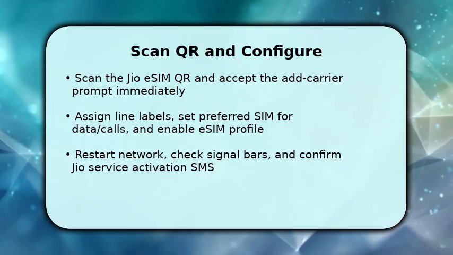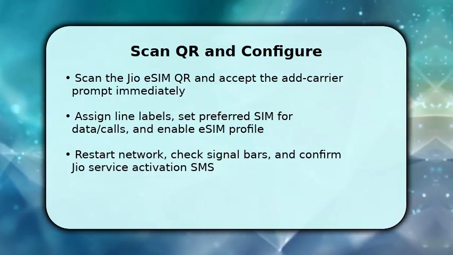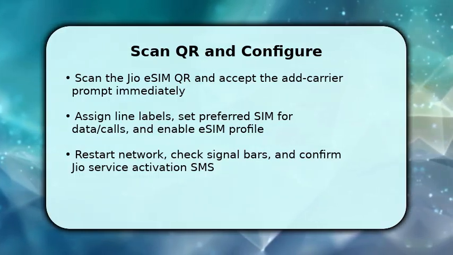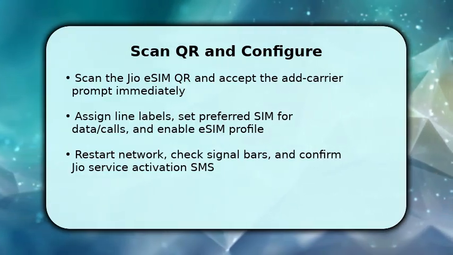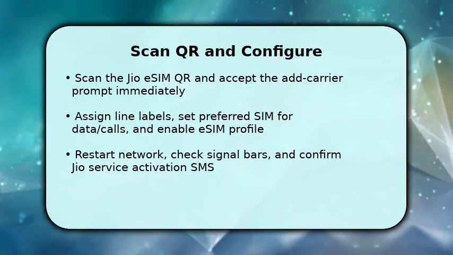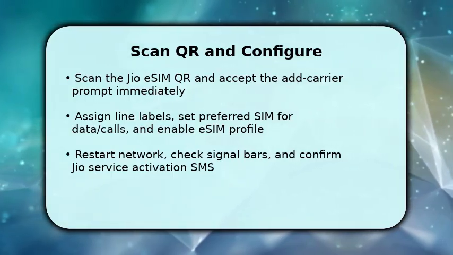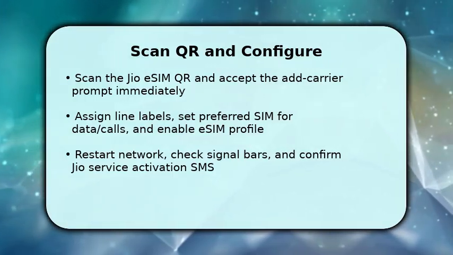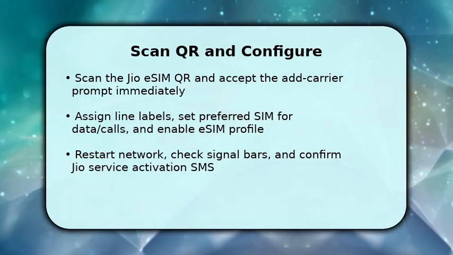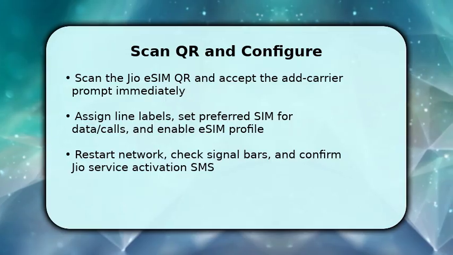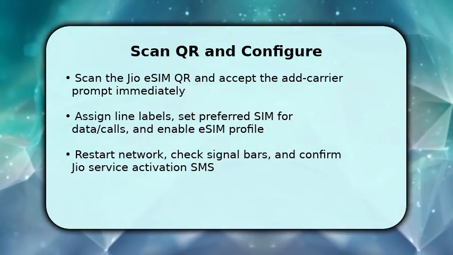Configure labels so you can identify Jio as your data or call SIM, and set your preferred SIM for mobile data in dual SIM phones. The phone may request a restart of network services. Do that to finalize provisioning. I describe why labeling and default settings matter. They prevent accidental use of the wrong SIM and ensure apps use the intended mobile data.